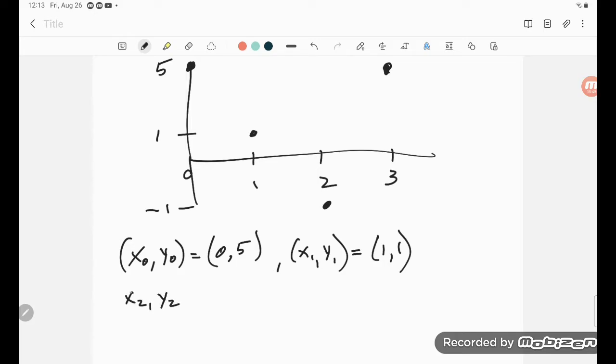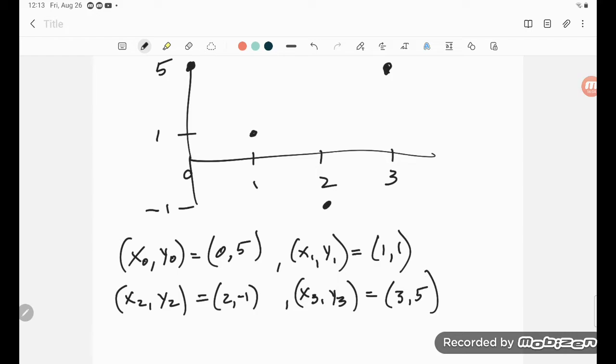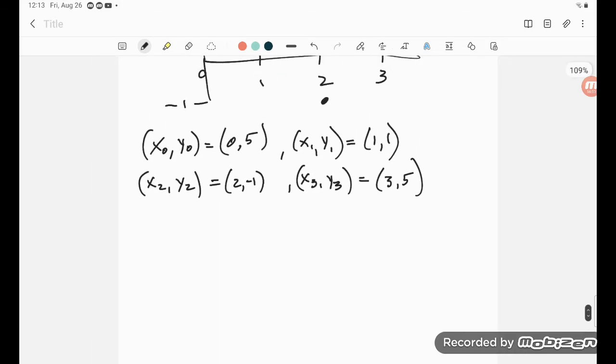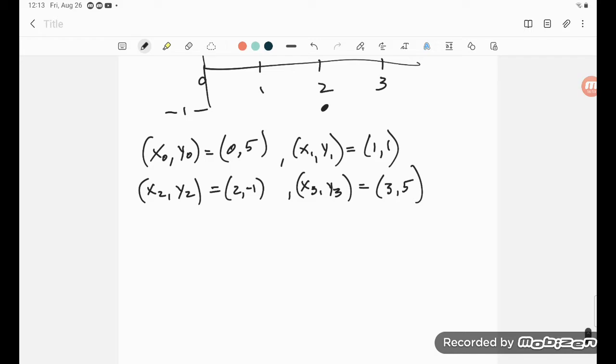x2, y2 is equal to 2, -1, and x3, y3 is equal to 3, 5. Okay, so now we're going to just write down this system of equations. So we get a0 is equal to y0, 5.